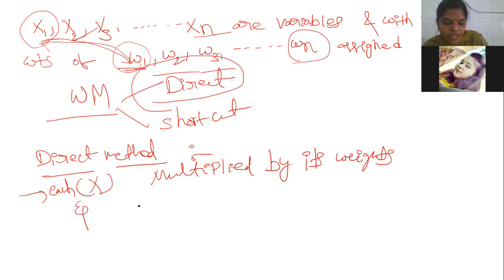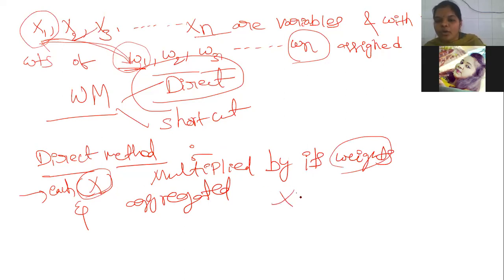And the products so obtained are aggregated, multiplied by its weights, and the products so obtained are aggregated. See what it is saying: you have x values and you have w values. When you go for multiplication, the product you obtain will be an aggregated product. So the formula will be x of w, weighted mean.